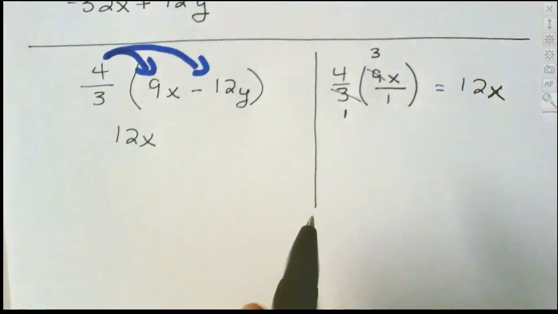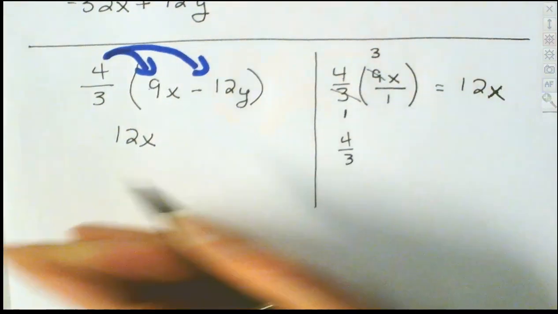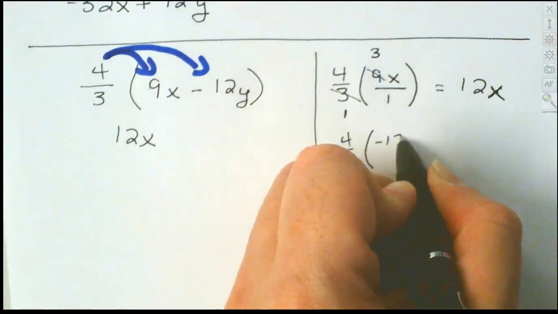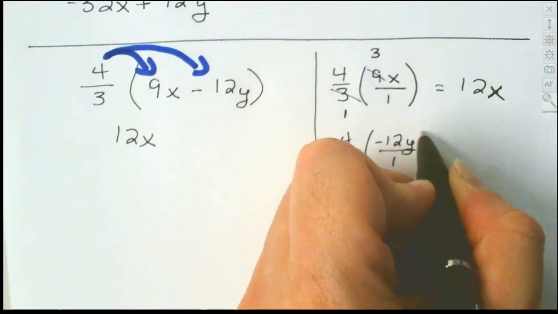Do the next piece. 4/3 times a negative 12y over 1.